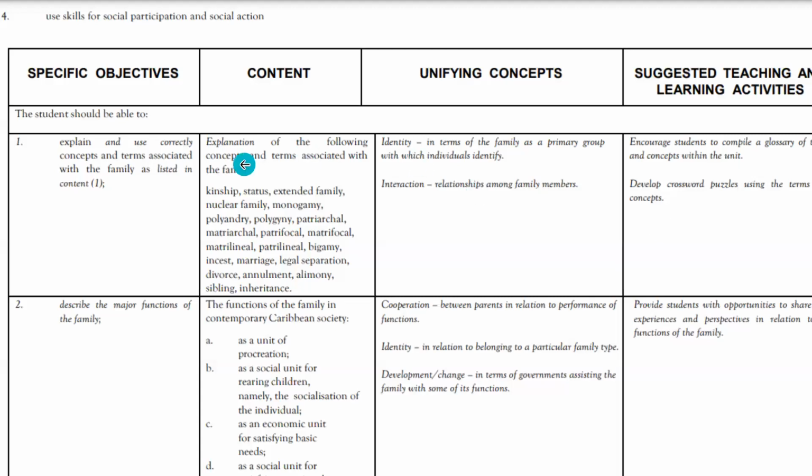I've taken a screenshot right here for you, where we're supposed to be able to explain and use correctly certain terms related to family. And we're also supposed to explain the different types of family and the major functions of the family.